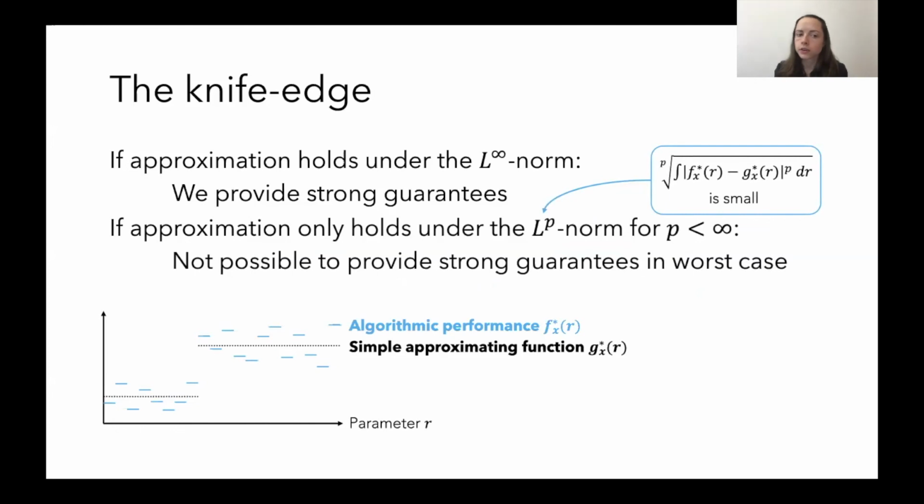If, however, this approximation only holds under the Lp norm for some p smaller than infinity, then it's not possible to provide non-trivial generalization bounds in the worst case. So this means that the connection between learnability and approximability is balanced on the knife edge. There's this sharp dichotomy between the L infinity norm and the Lp norm for p smaller than infinity.